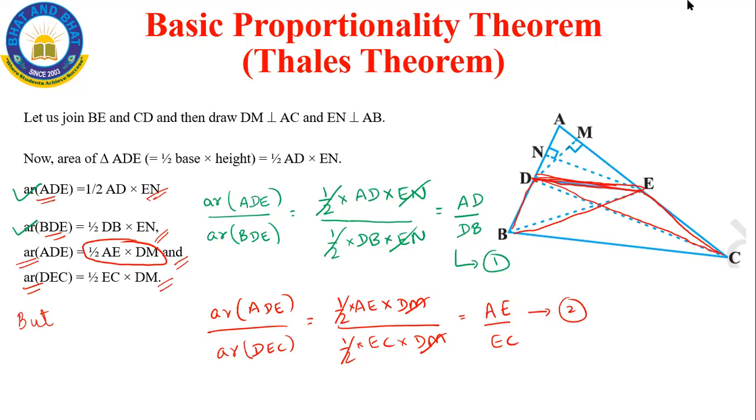DE, yes, correct, Siddhant. DE is the common base. DE is the same base and between the same parallels. That means both the triangles BDE and DEC exist between same parallels. What are the same parallels? The same parallels here are side DE and BC.